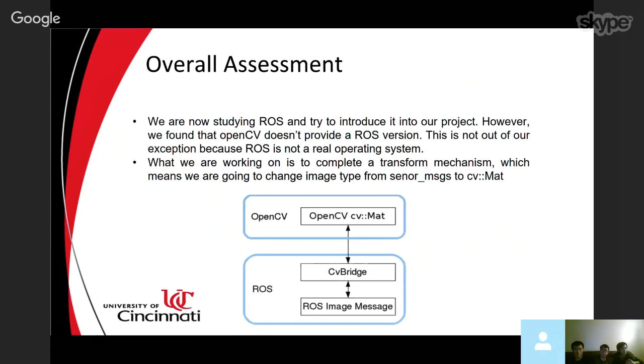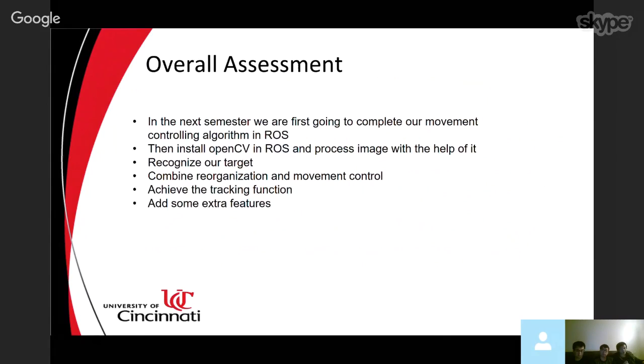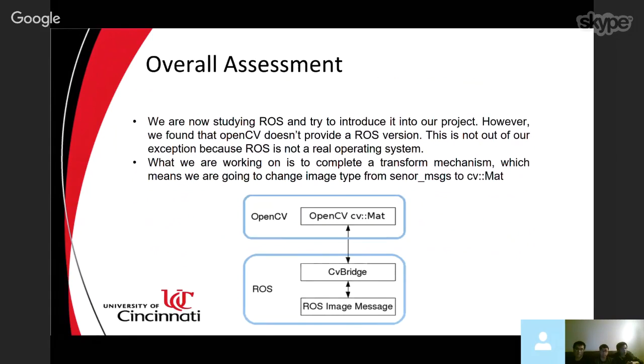For the target recognition and tracking tasks, the key point is the image processing based on machine learning. Since it's hard to complete the algorithm all by ourselves, we're going to use OpenCV directly and combine it with the movement control to build our 3 main functions. And you can see now we are starting our ROS and trying to introduce it to our project.